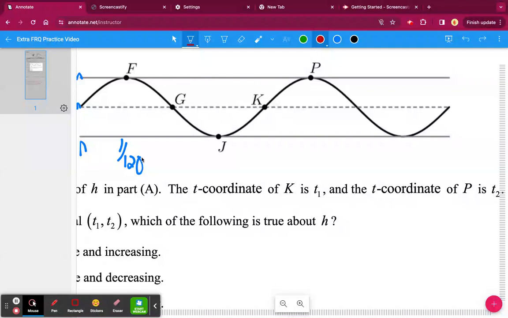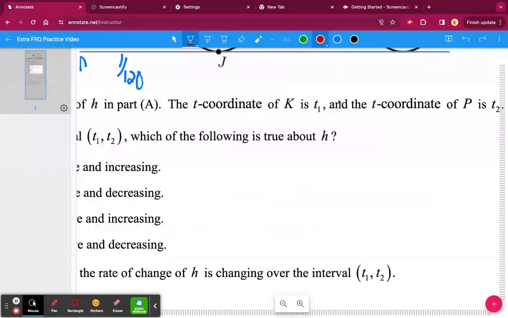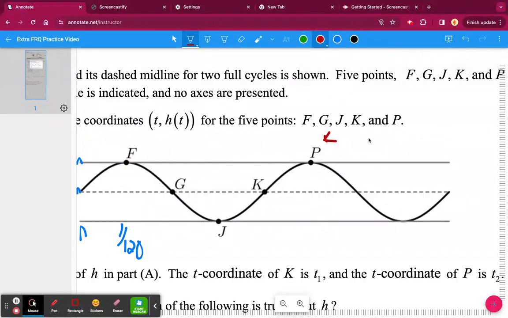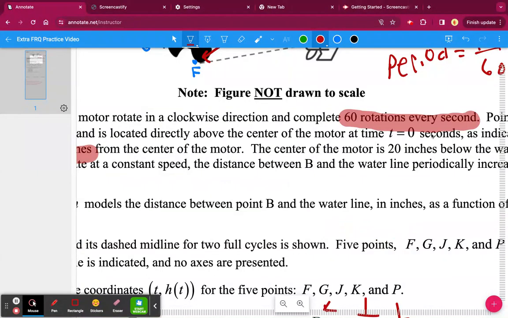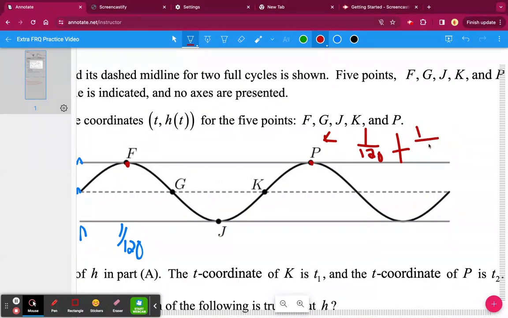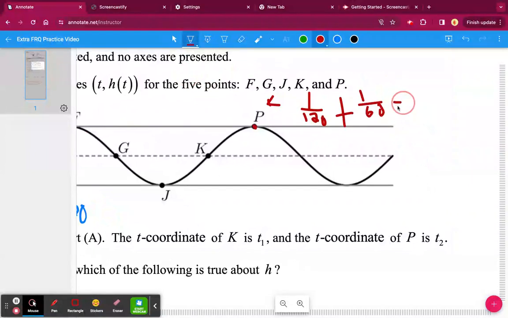So if I'm at 1 over 120 and then I go a full period, I basically add. So to get here, I'm going to start at 1 over 120 and then add a period because I started at the top here and I end at the top here. So that's what a period means, right? So I add my period, which is 1 over 60. And then you can rewrite that as 1 over 120 plus 2 over 120, just getting that into common denominators. So I've got 3 over 120.